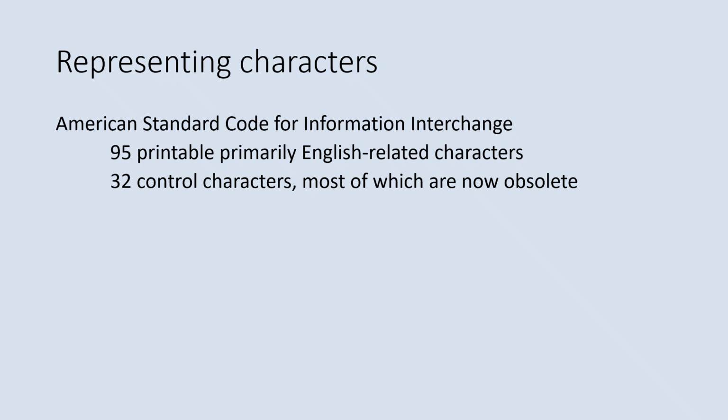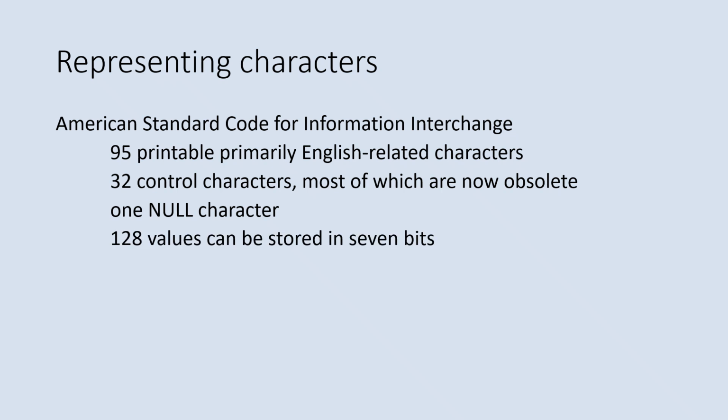So a lot of those control characters are now obsolete, but they're still part of the standard because once the standard was established, this portion has been left unchanged. And then there's one null character. This gives a total of 128 characters, and 128 different values can be stored in 7 bits. If we start with 0 and go up to the decimal value 127, that can be stored in 7 bits. So ASCII originally is a 7-bit coding standard.